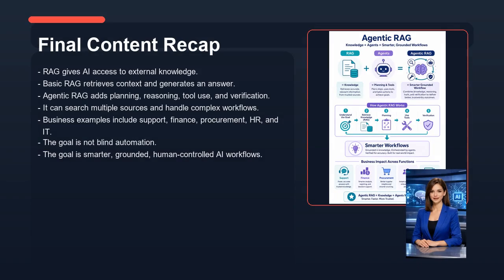Now let's look at the final content recap. RAG gives AI access to external knowledge. Basic RAG retrieves context and generates an answer. Agentic RAG adds planning, reasoning, tool use, and verification. It can search multiple sources and handle complex workflows. Business examples include support, finance, procurement, HR, and IT. The goal is not blind automation. The goal is smarter, grounded, human-controlled AI workflows.